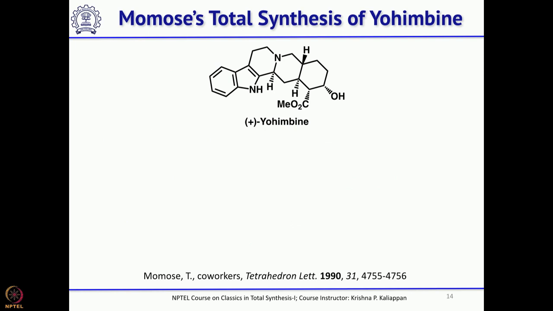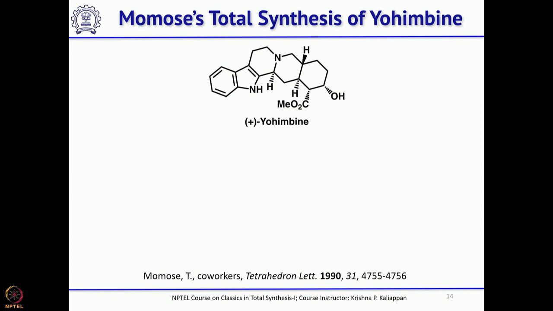Here the synthesis is an asymmetric one. The earlier one, when we talked about the total synthesis of Van Tamelen, was a racemic synthesis, but they resolved at the pseudo Yohimbine stage and then converted it into the naturally occurring Yohimbine. Here we will discuss Momose's total synthesis of Yohimbine.